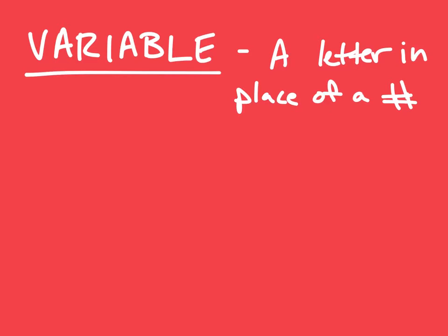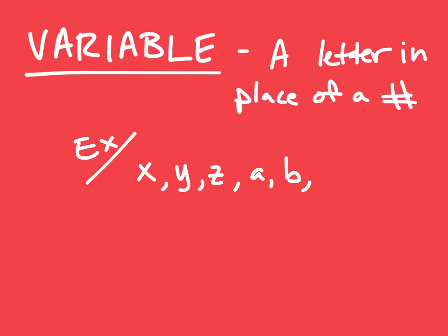Now, the next thing I want to talk about is this concept of a variable, okay? And a variable is all it is, a letter in place of a number. So we can really choose any number. Typically, we choose X, Y, Z, A, B, M, and N as our letters, okay? Most notably, we choose X, okay? But that's what we do, all right?